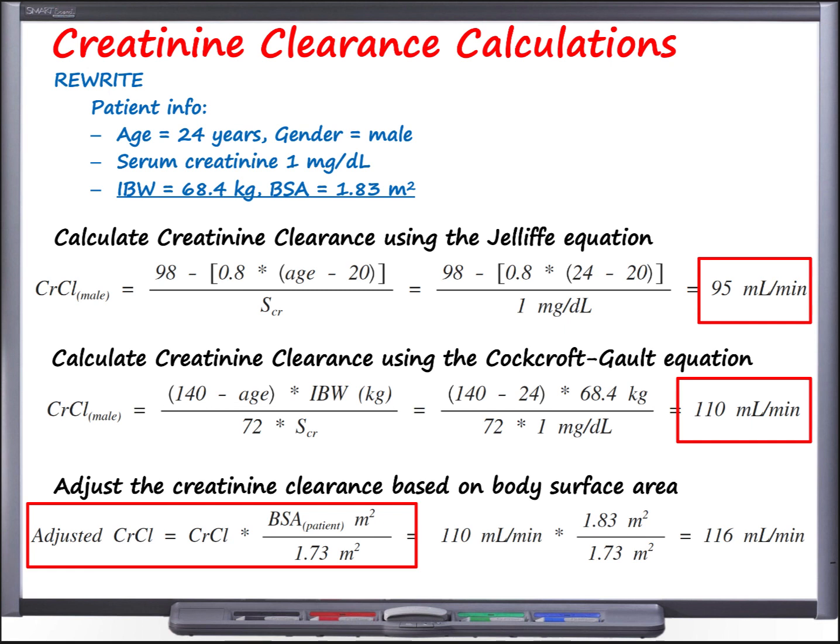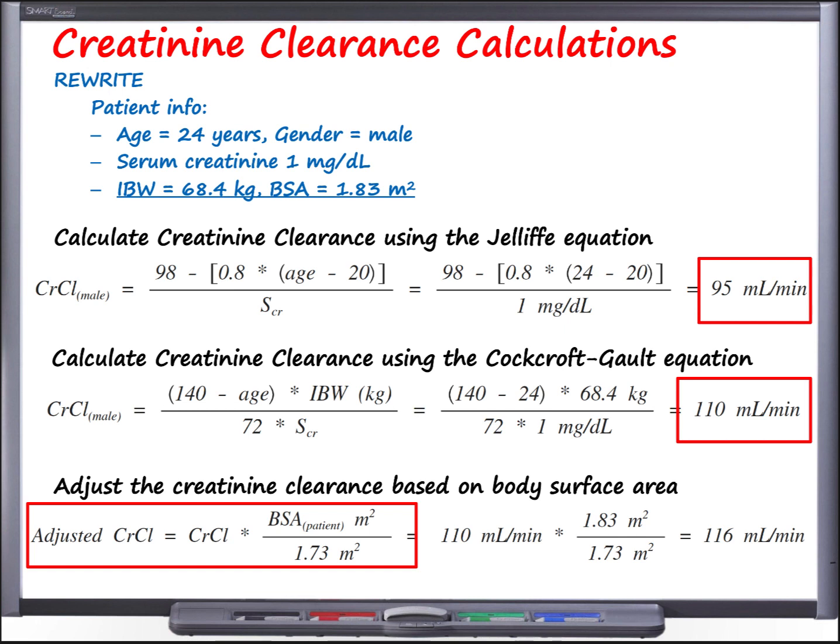So to do that, it's pretty straightforward. You would just calculate the creatinine clearance just like we did. Okay? But then what we're going to do is multiply it by this patient's body surface area that we calculated, divided by, and this is kind of a magic number, 1.73 meters squared. Where the heck does that number come from? 1.73 meters squared is simply an average normal adult body surface area.